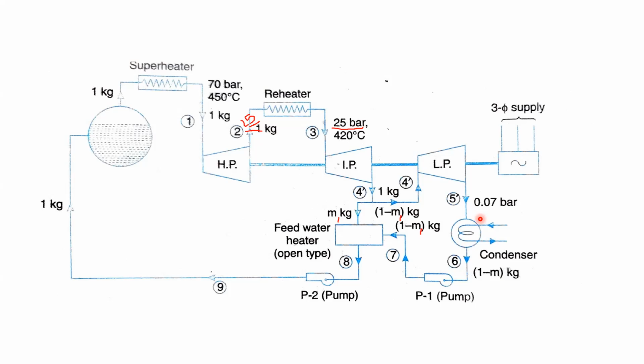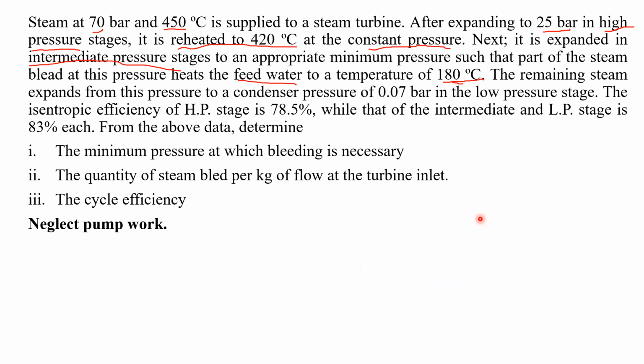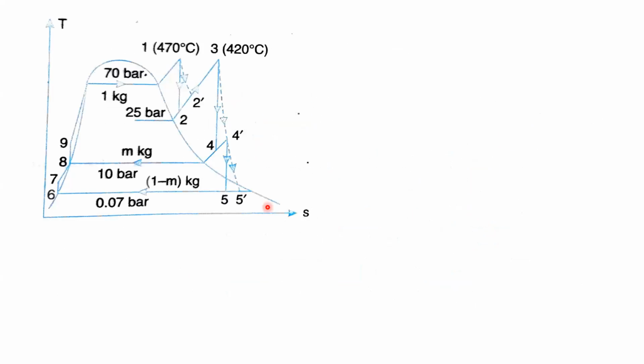For this one, what first do I have to find? First I have to find the minimum pressure and quantity of steam as well as the cycle efficiency. This is your TS diagram indication. Here at this position we have state 1, and from state 1 to 2 this is the ideal one.